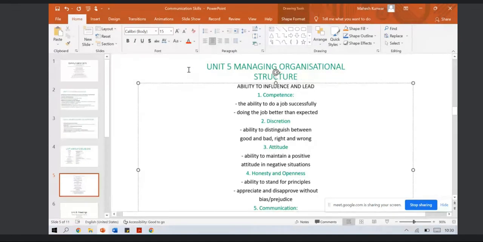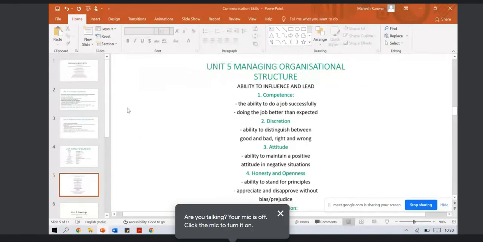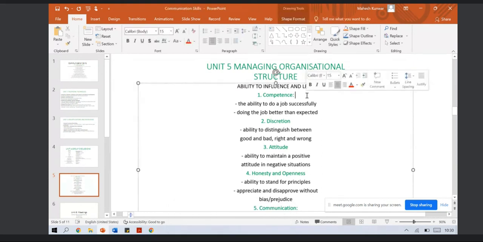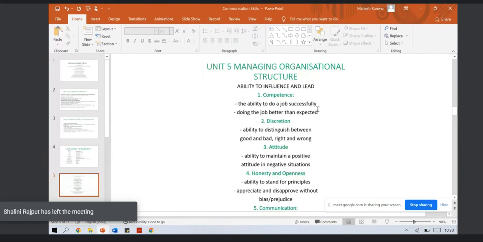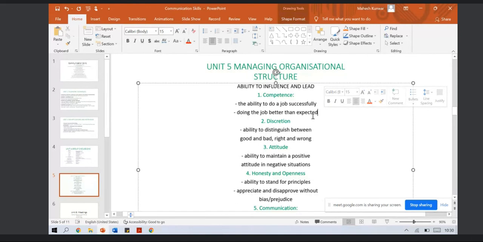So what are the things they are doing? In order to have good management, in order to have a good manager, what are the abilities, what are the things to influence and motivate people? First one is confidence. If the person has good knowledge about certain things, it means the person is expert in his or her doing. Competence is required to influence and lead any task, like the ability to do the job successfully, doing the job better than expected. What is the expectation and what is your achievement, better than expectation.